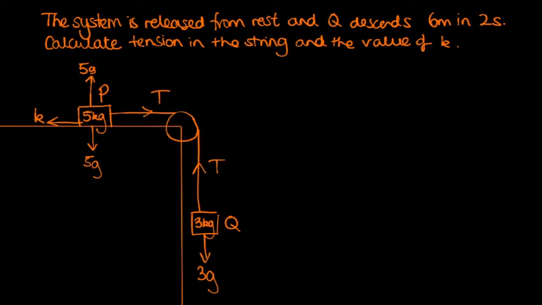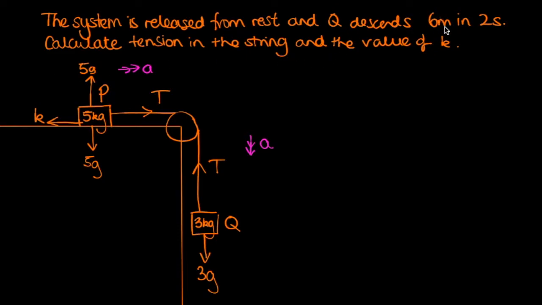And we're told in the question that Q descends 6 meters, so the acceleration of Q is going to be down, and the acceleration of P is going to be to the right. And again, a is the same for both P and Q. So let's try to work out the value of a using the information they've given in the question.